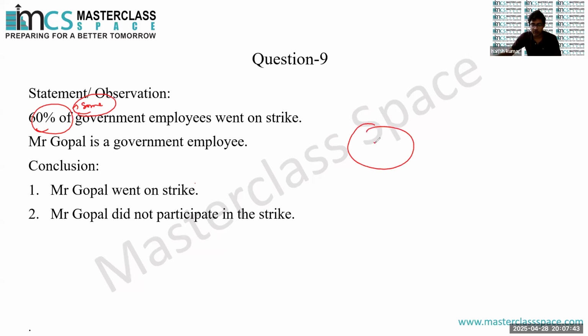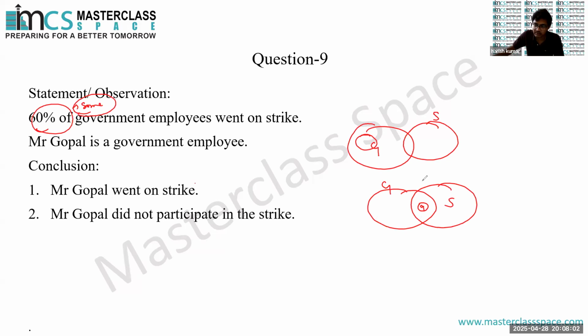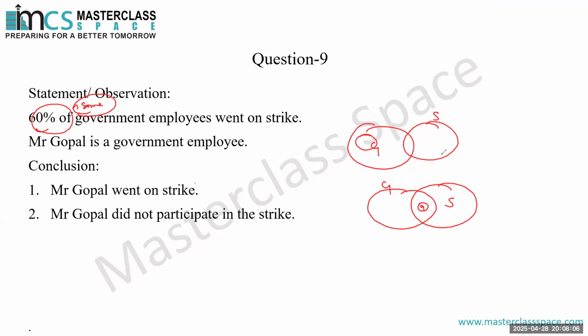So if this is government employees and this is strike, some government employees went on strike. Mr. Gopal is a government employee, so he can lie here, or he can lie in the common part. Yes or no? These are the only two cases. Yes, sir.